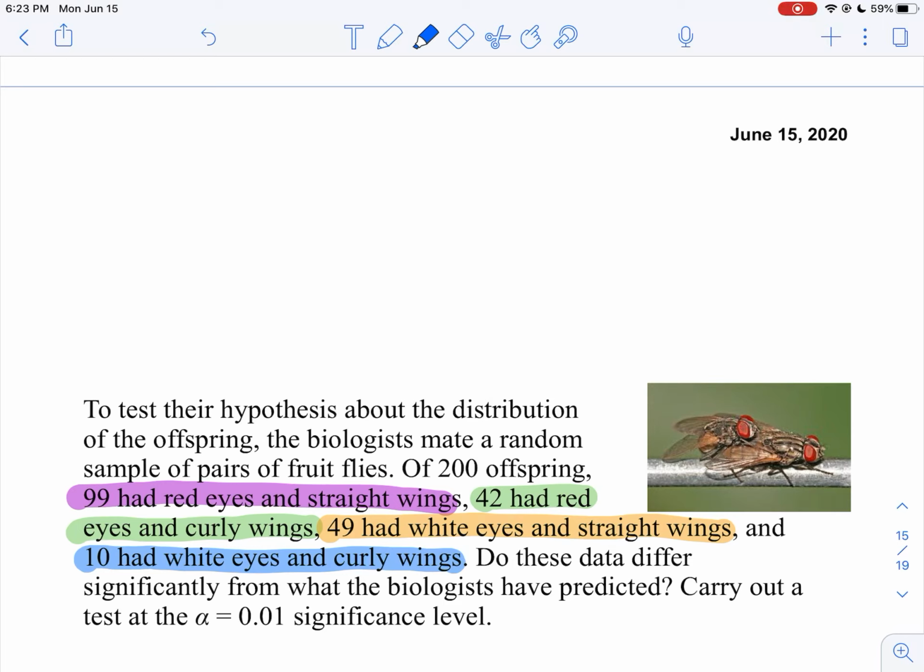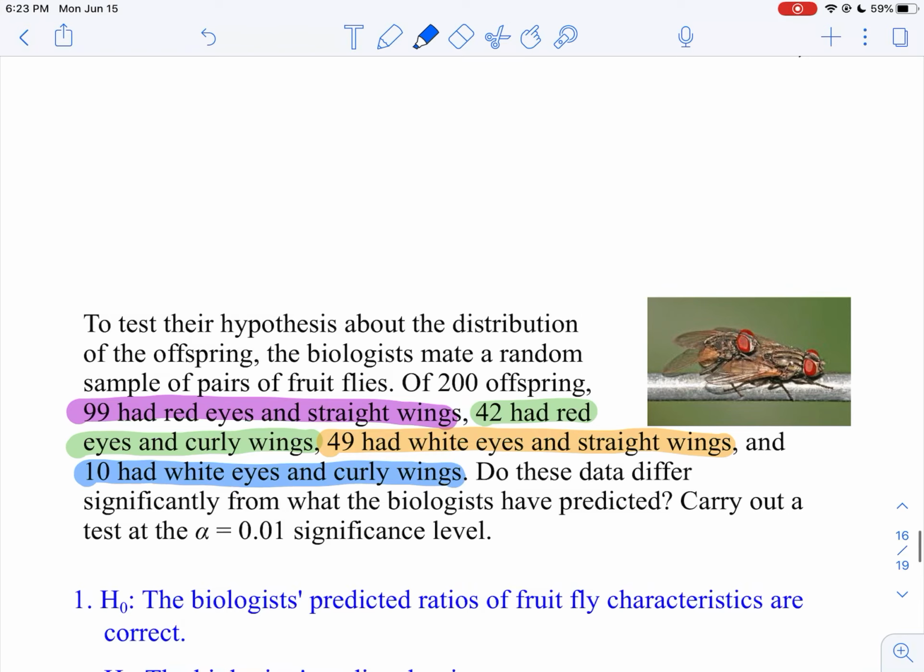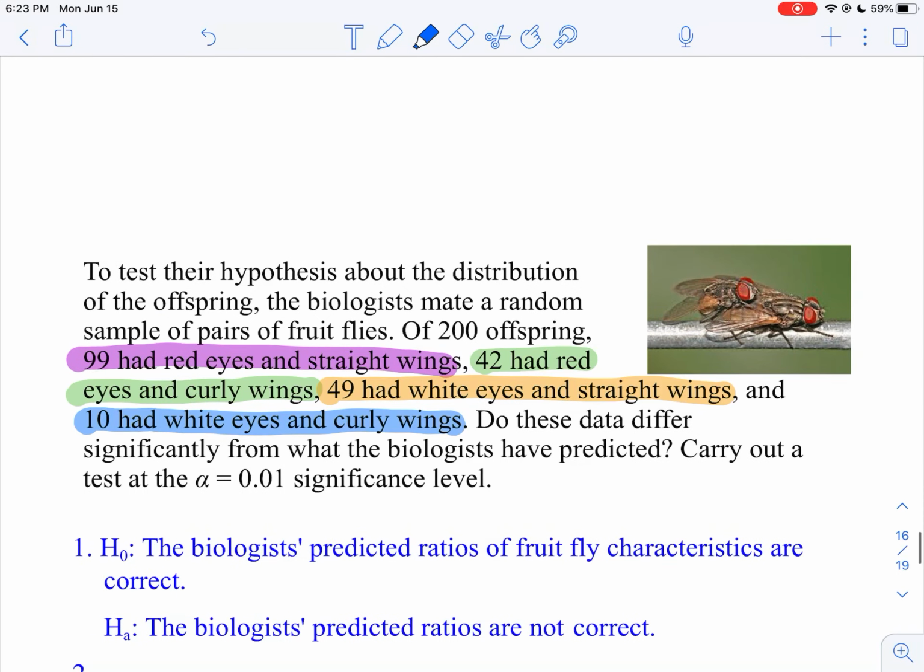Okay, so walking through our 5 steps. Step 1 would be to state our hypotheses, right? So our null hypothesis is the biologist's predicted ratios of fruit fly characteristics are correct, or the data do not differ significantly from what the biologist predicted, or something along those lines. And the alternative would be the biologist's predicted ratios are not correct, or at least one of these proportions is incorrect, or the data differ from what the biologist predicted, or something along those lines.